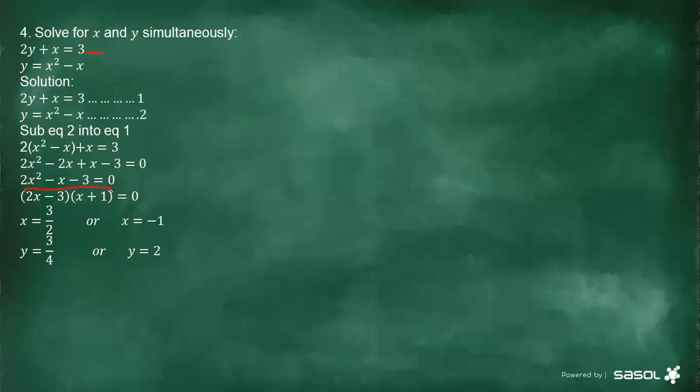I repeat, if you don't know the factors, use the quadratic formula. But now, to help you determine the factors, you're going to get the other answer as 3 over 2. And then once it's 3 over 2, you just cross multiply. It's going to be x equals 3.